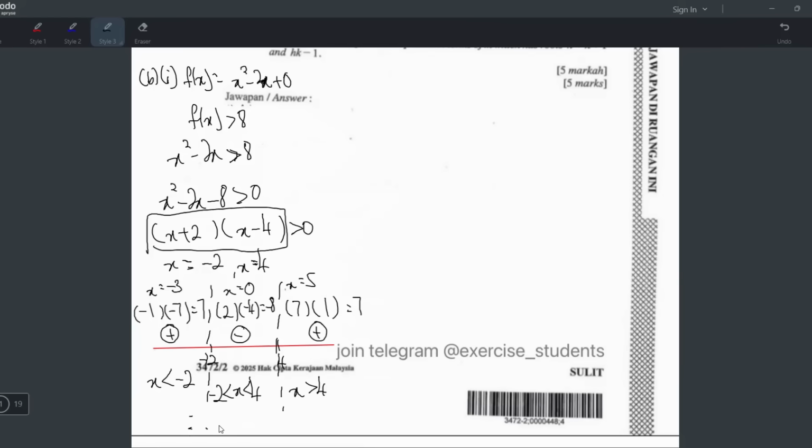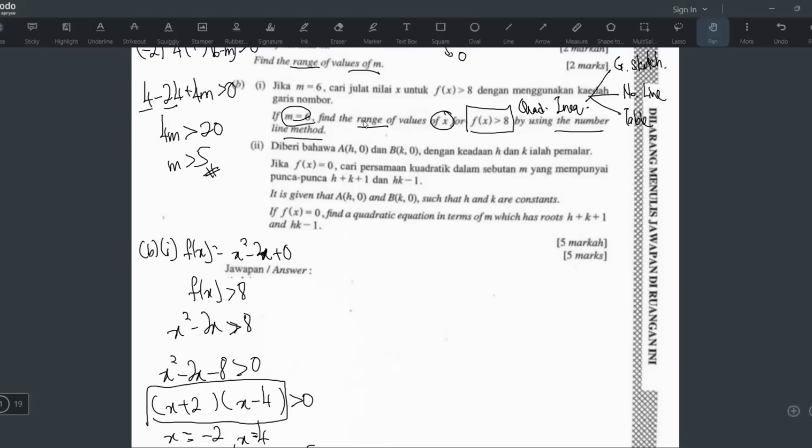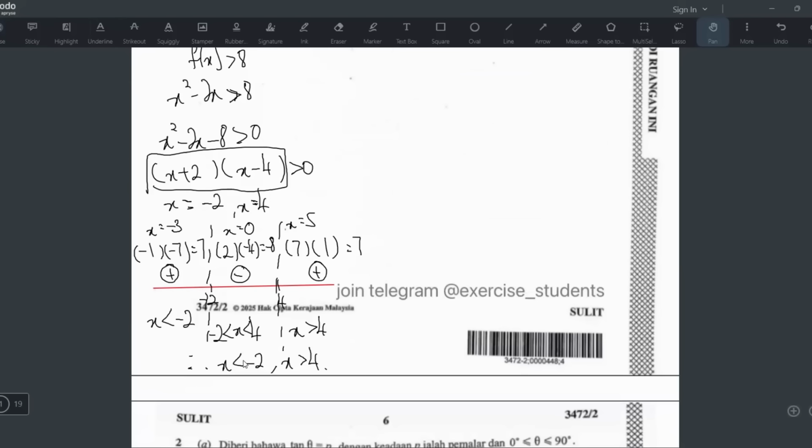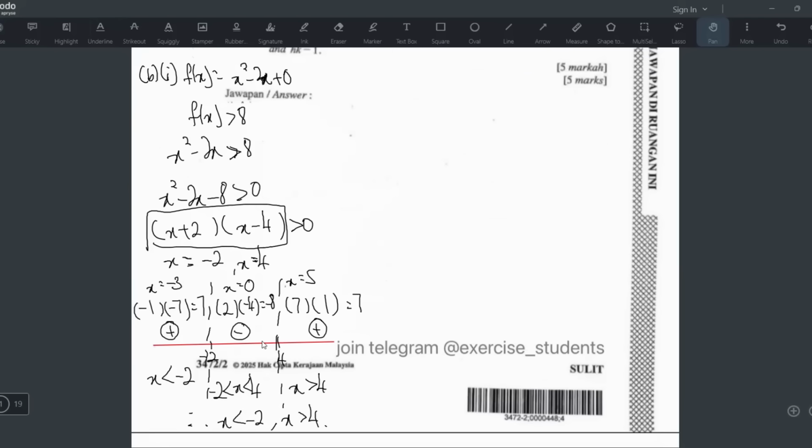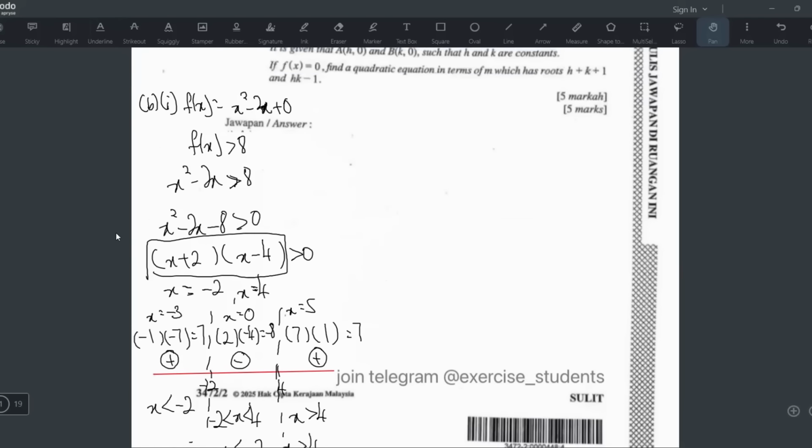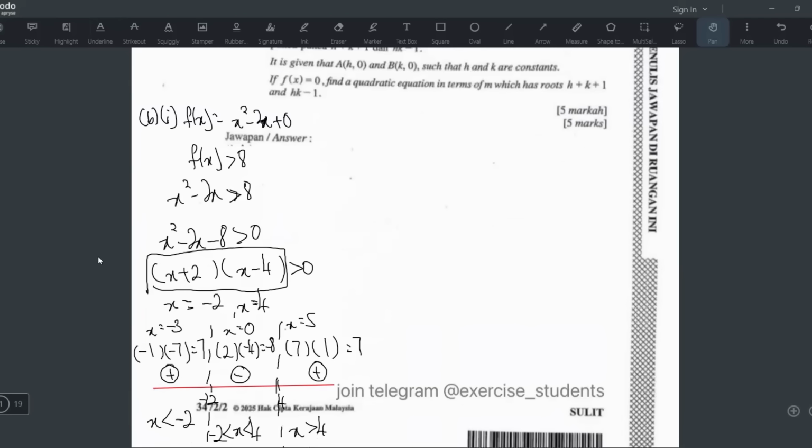So you just write that down: x smaller than negative 2, and, or you can just put a comma also, x bigger than 4. The question asks for the range of x, right? So this is your range: x smaller than negative 2, and the other region is x bigger than 4. And of course you have to show all the full working. Even the number line you have to show. Everything has to be shown if you want to get full marks.